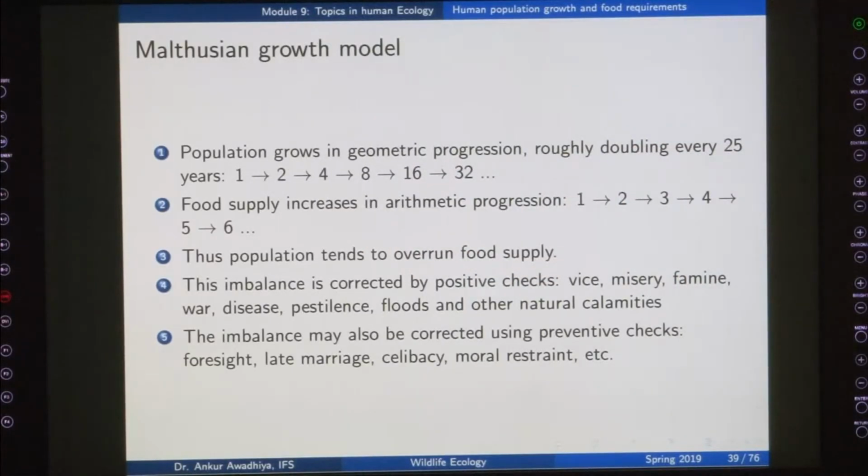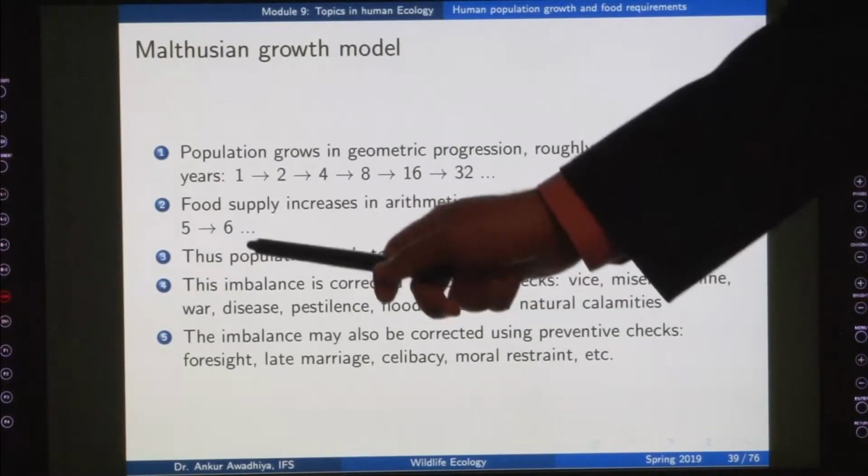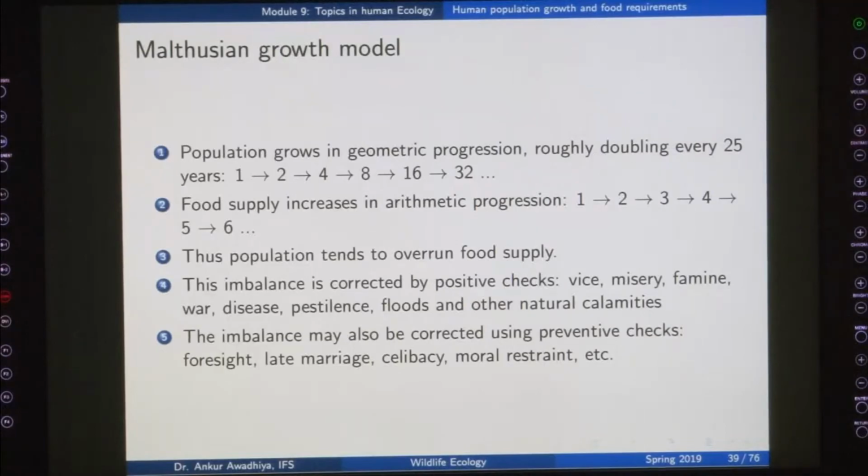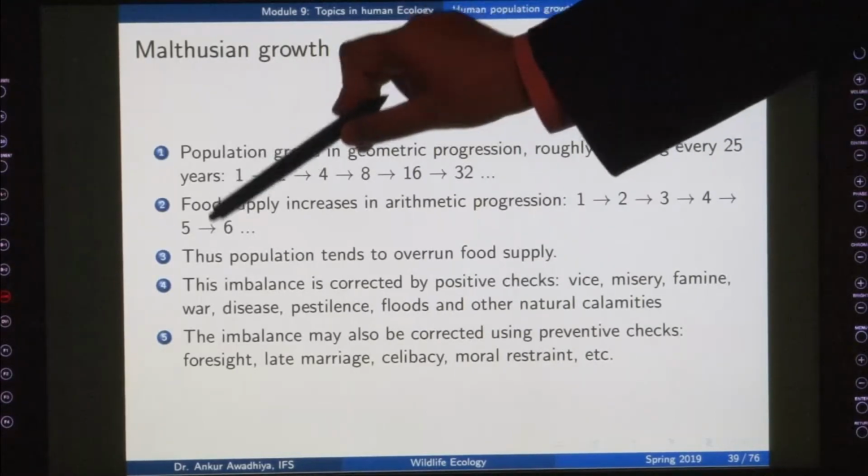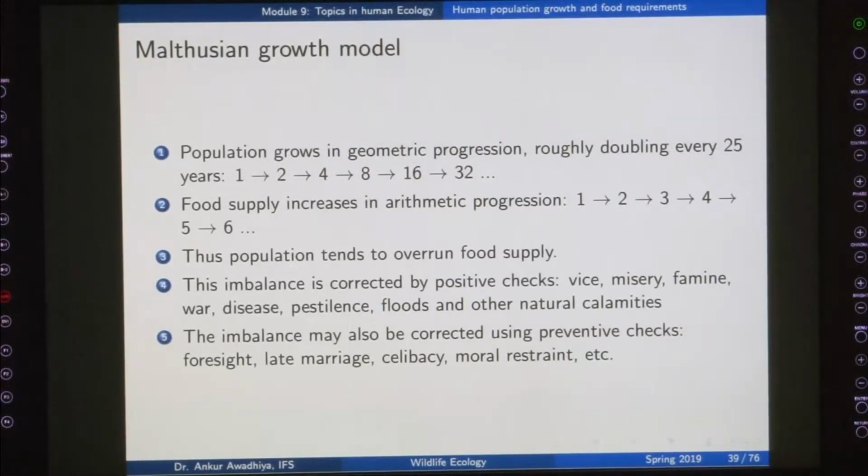However, if we look at the food supplies, they do not increase in geometric progression, but they increase in arithmetic progression. So, in this period of 125 years it will move from 1 to 2, 2 to 3, 3 to 4, 5 and 6. Suppose in the beginning we had 1 million people and say 1 million kg of cereals. At the end of 125 years we will have 32 million people and only 6 million kg of cereal. So, essentially it says that the population tends to overrun food supply.